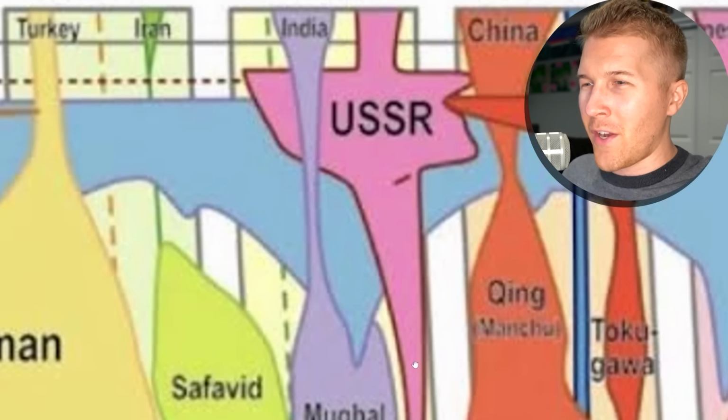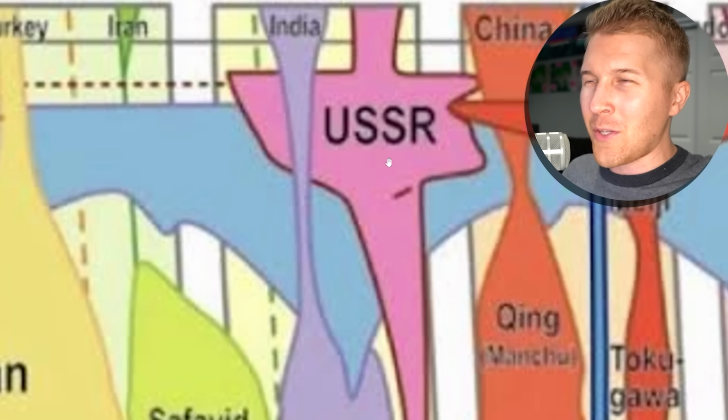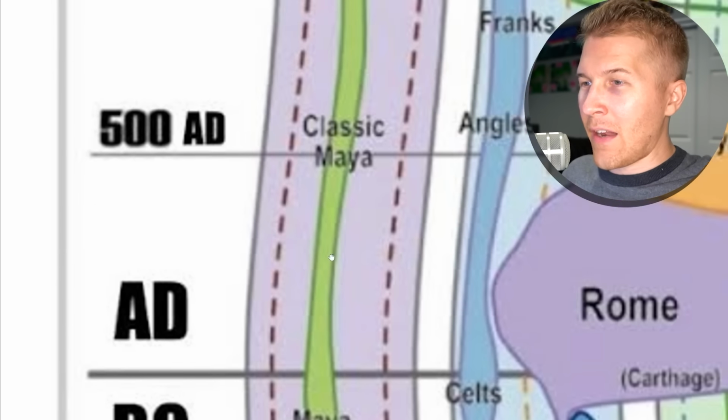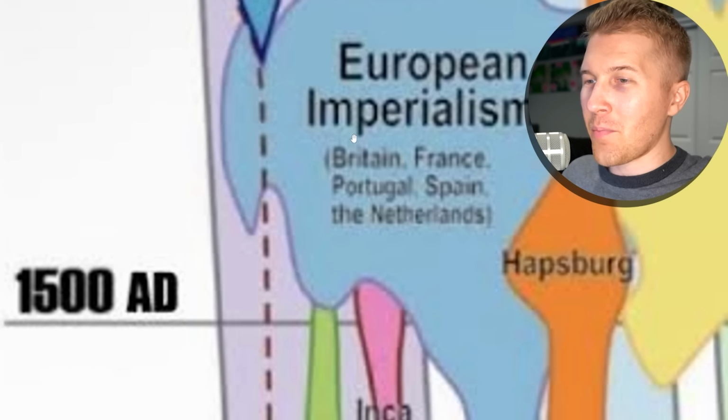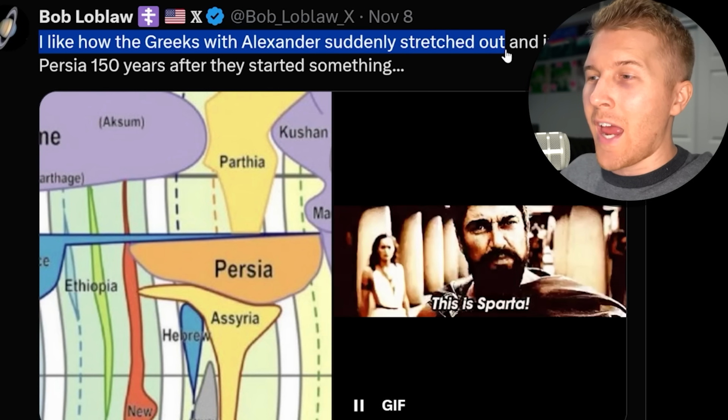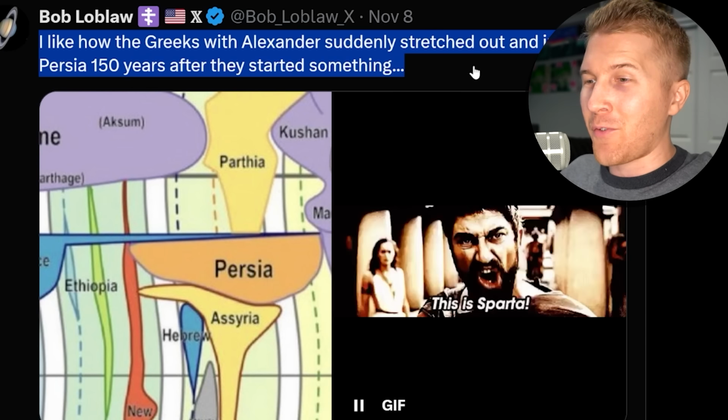Mongolia here, which eventually ends up forming out of the USSR, kind of. The end of the Ottomans because of European imperialization. The end of all the Native Americans also because of that European imperialization. I like how the Greeks with Alexander suddenly stretched out and just ended Persia 150 years after they started something.